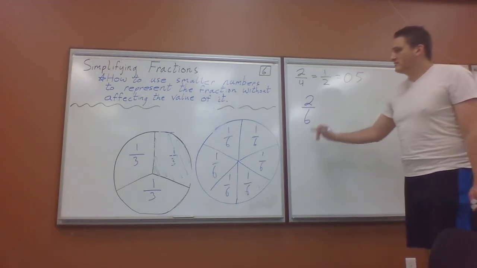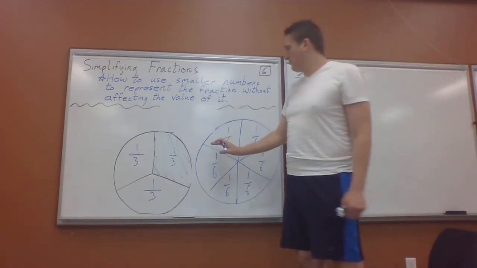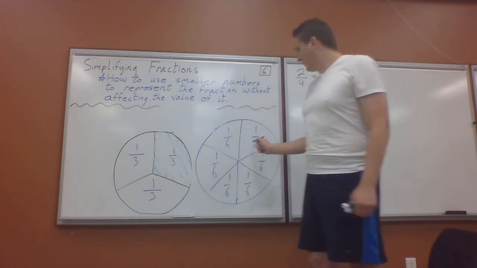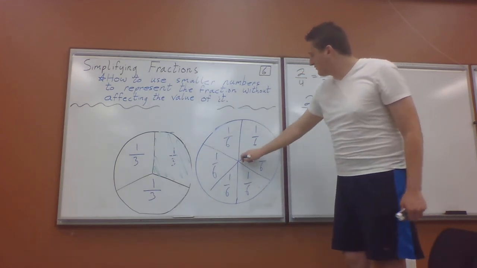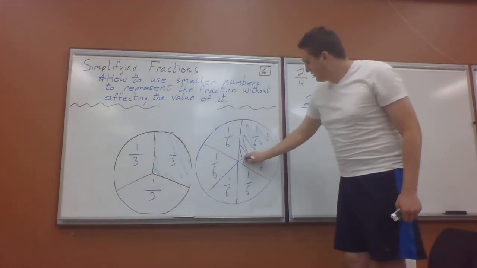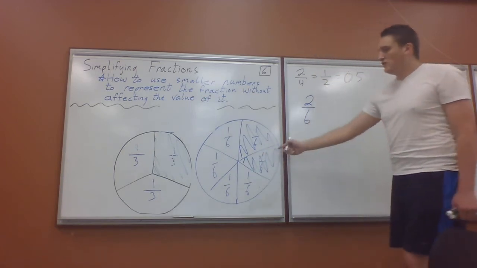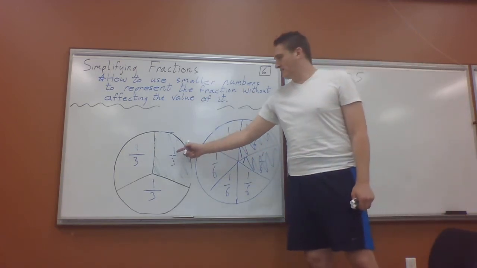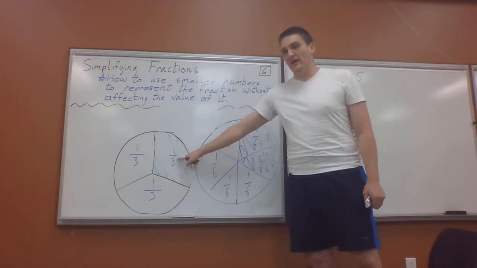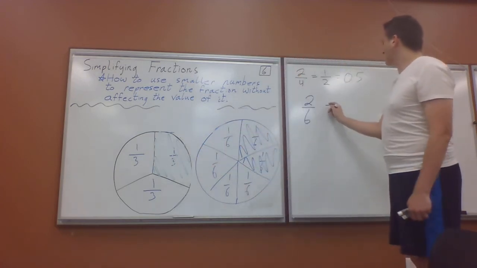So I want to shade in something over here that has about the same shape. Let's see. You know what I'm noticing though? 2/6. If I were to count off 1, 2, it looks like it has about the same size, same portion as 1/3 again. So does that equal 1/3?